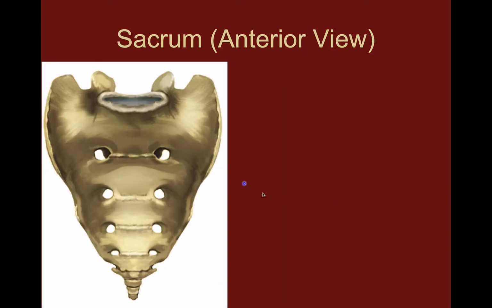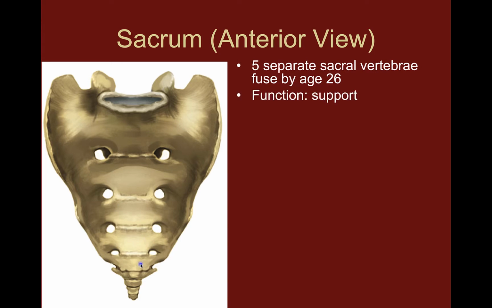Moving down, we are now at our sacrum, and so we're looking at an anterior view here. There are 5 separate sacral vertebrae that fully fuse by the time we're age 26. So we could see S1, S2, S3, S4, and S5 right down here. This sacrum is for support. It has a wedge shape, and if you take a second to think about why it's wedge shaped, I bet you know the answer. What did you say?